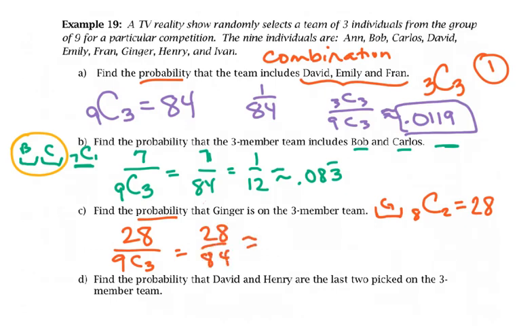And so that comes out to be equal to 1/3. That's a much better chance that Ginger is just going to be on the team. Now, if she gets on a specific 3-person team, that's different. But just the probability that, if you're Ginger, what's the probability that you're going to get chosen? You basically have a 1 out of 3 chance.